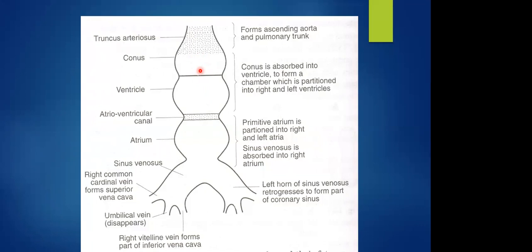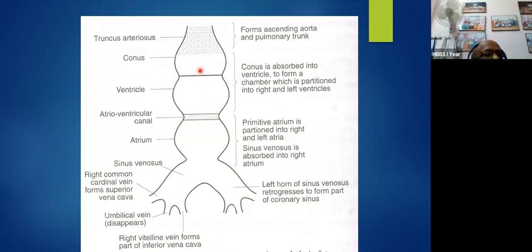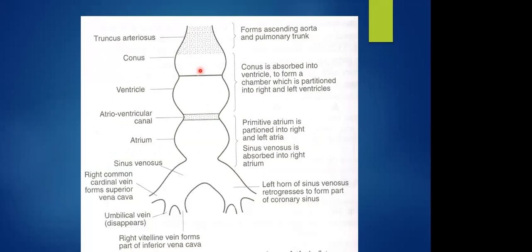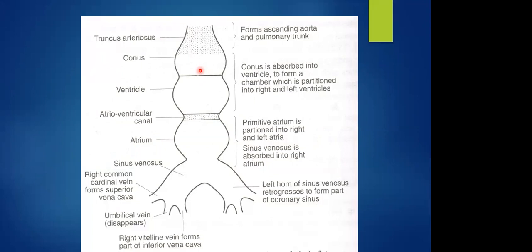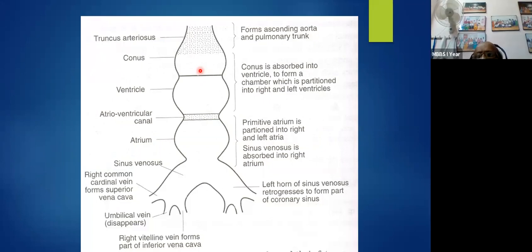Which is the outflowing part of the right ventricle? What is the name given to it? The pulmonary trunk, sir. Pulmonary trunk, okay. That is a separate artery originating from the right ventricle. Which part of your right ventricle continues as the pulmonary trunk? Outflowing part, a separate name is there.